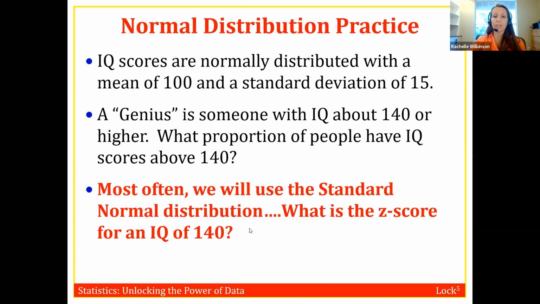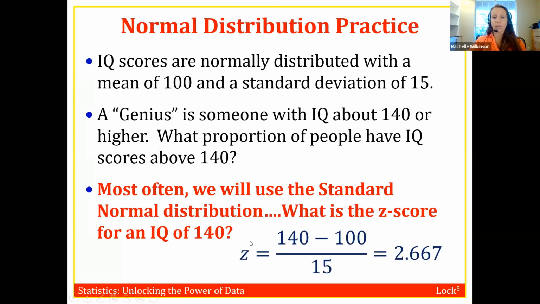Remember, to find the z-score, we take the value we're interested in, subtract the mean, and divide by the standard deviation. So in this case, that would be 140 minus 100 divided by 15. That gives us a z-score of 2.667. Remember, that means that geniuses are 2.667 standard deviations above the mean.